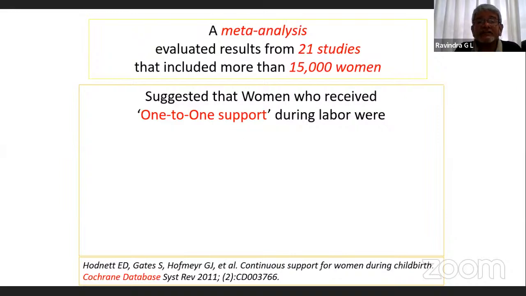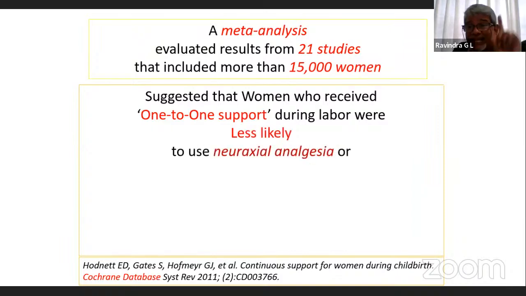So this study evaluated the results from 21 studies. This is a meta-analysis that included 15,000 women, suggesting that women who received one-to-one support during labor were less likely to use neuraxial analgesia. That means if epidural is given as an option to them, how many of them are the takers for it? If their childbirth preparation was there, fewer people opt for labor analgesia, more people would tolerate the pain. Incidence I'm talking about.